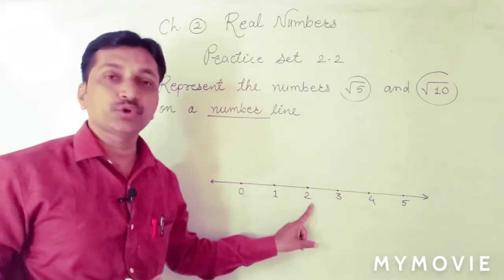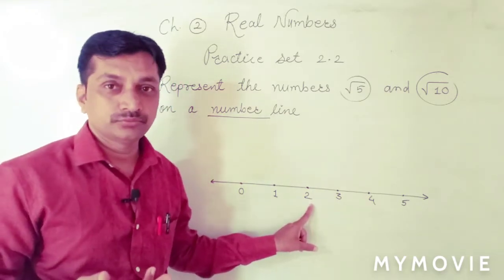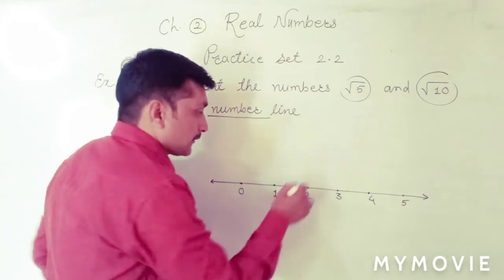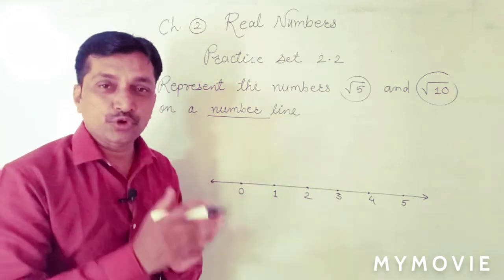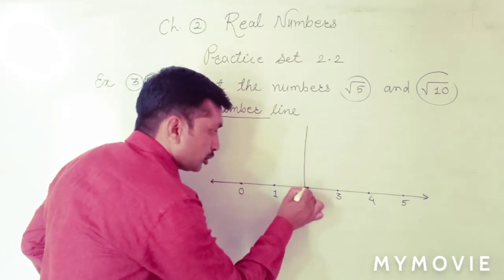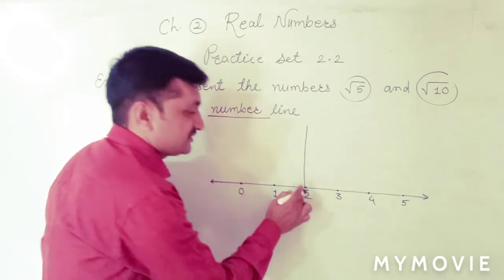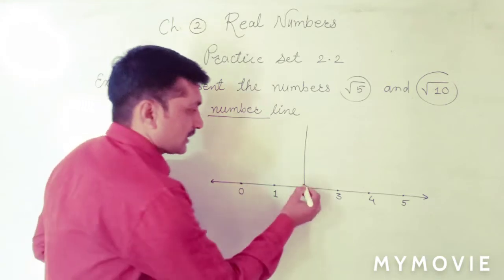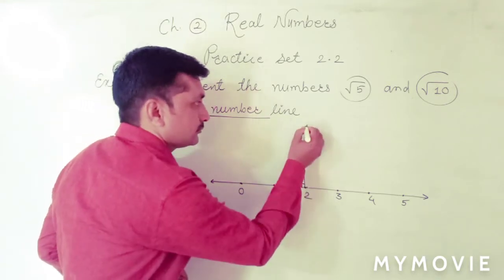And root 4 means what? Square root of 4, which is 2. That's why, using a set square and protractor, draw a perpendicular line on 2. This is root 4, square root of 4, and this is the perpendicular.